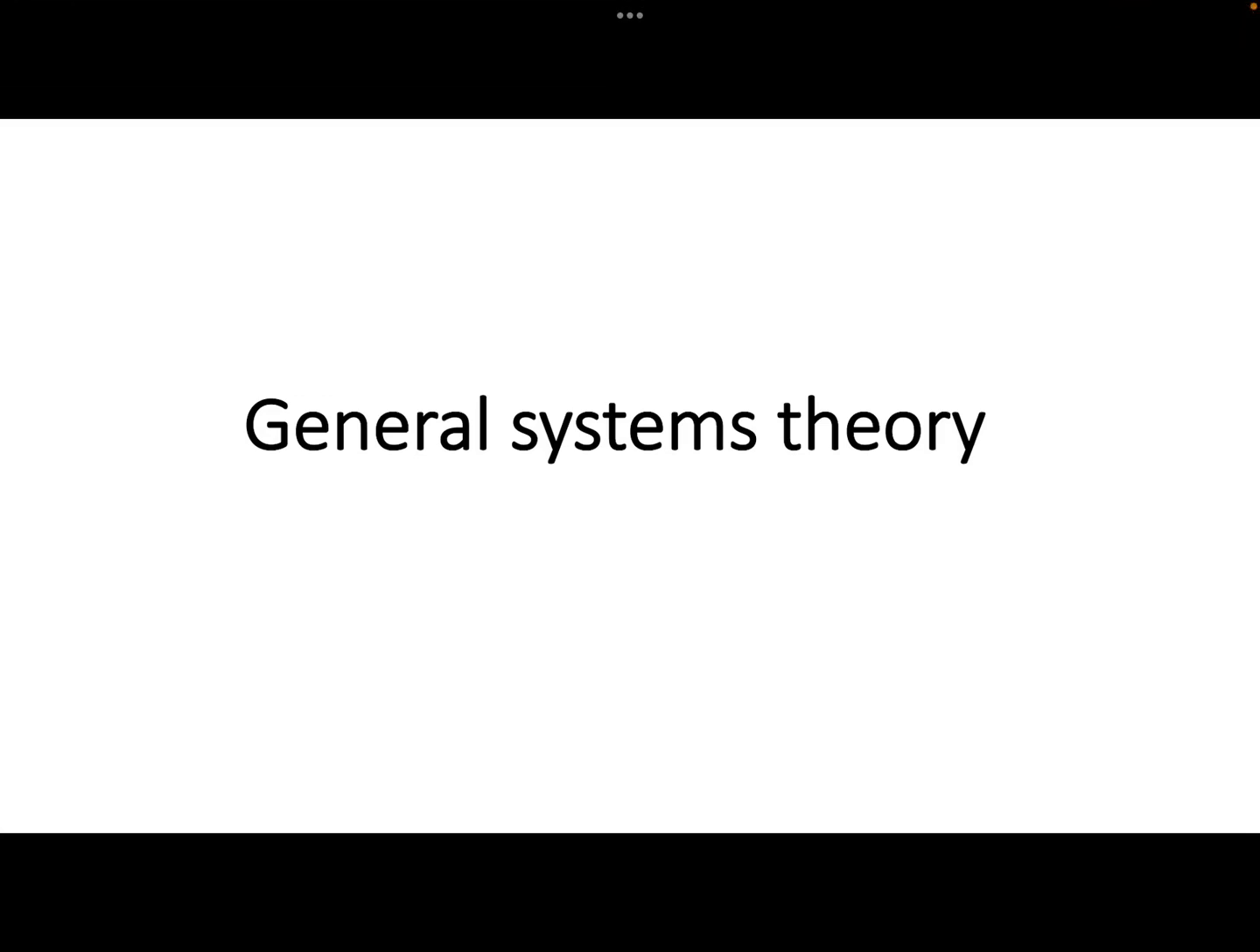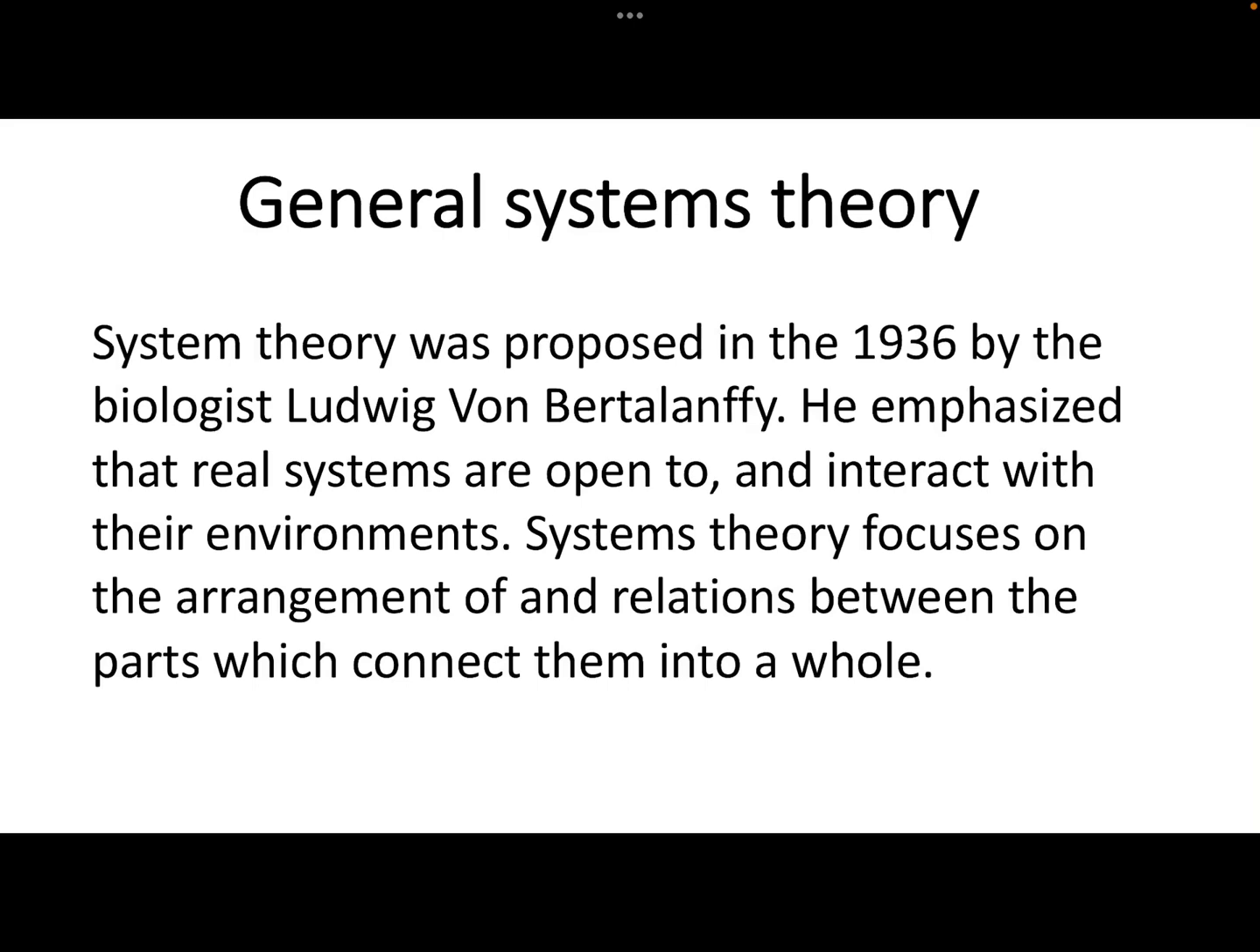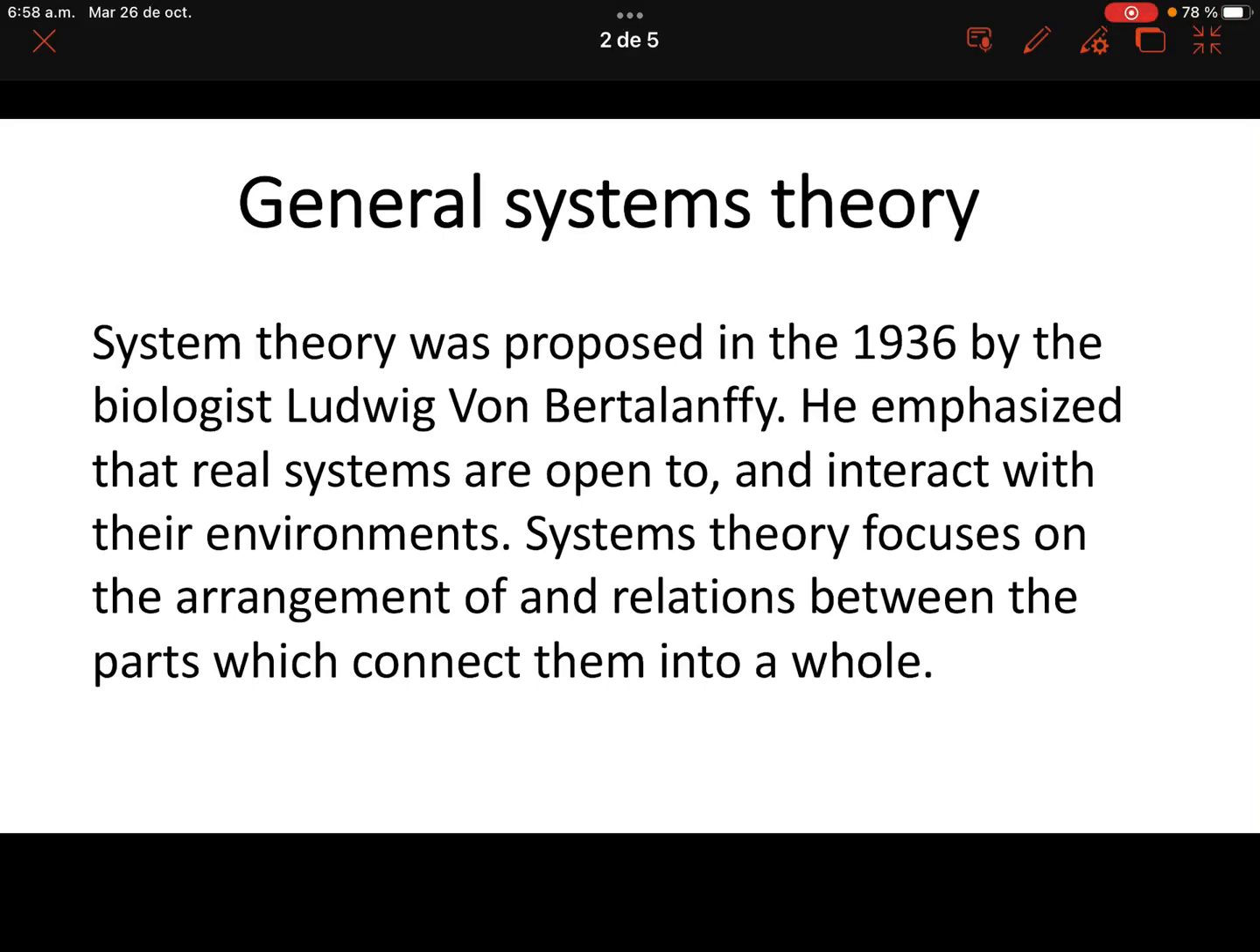Hello, today we are going to talk about general system theory. The general system theory was proposed in 1936 by the biologist Ludwig von Bernstein. He emphasized that real systems are open, that's a really important characteristic about systems, and interact with their environments.